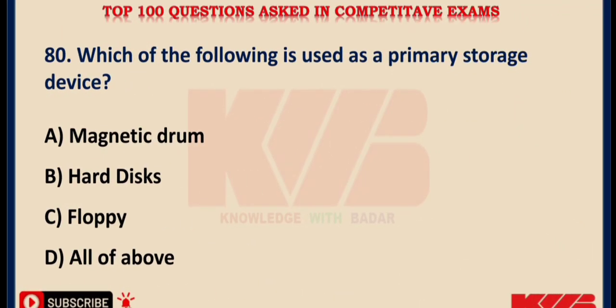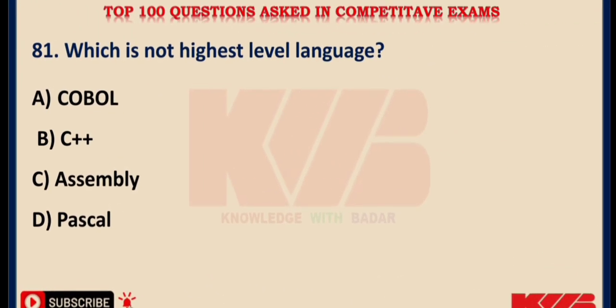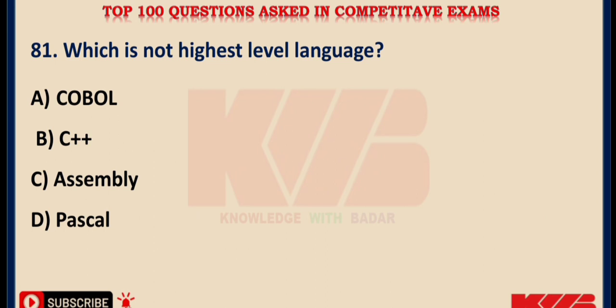The next question: which of the following is used as primary storage device? Magnetic drum, hard disk, floppy, all of the above? Yes, it is all of the above. Question number 81: which is not a high-level language? COBOL, C++, assembly, or Pascal? And the correct answer is assembly.